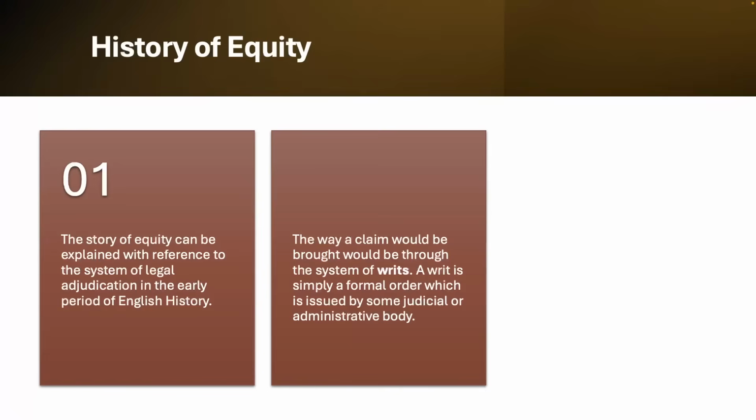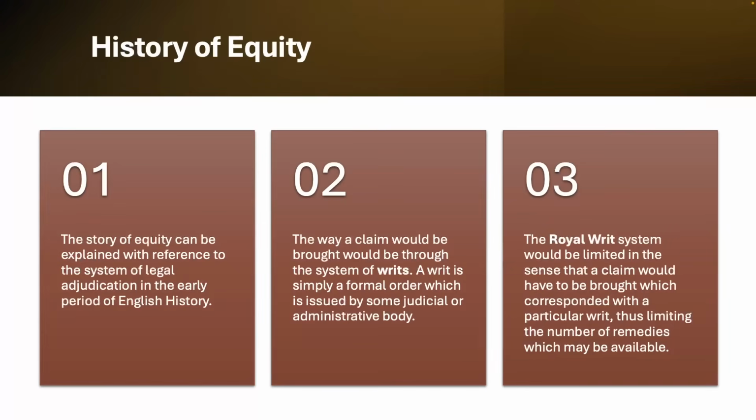The way a claim would be brought in this very early period would be through a system of things called writs. A writ is simply a formal order issued by some kind of judicial body or maybe an administrative body of that kind. The royal writ system would be limited in the sense that a claim would have to be brought which corresponded with the particular writ in question.